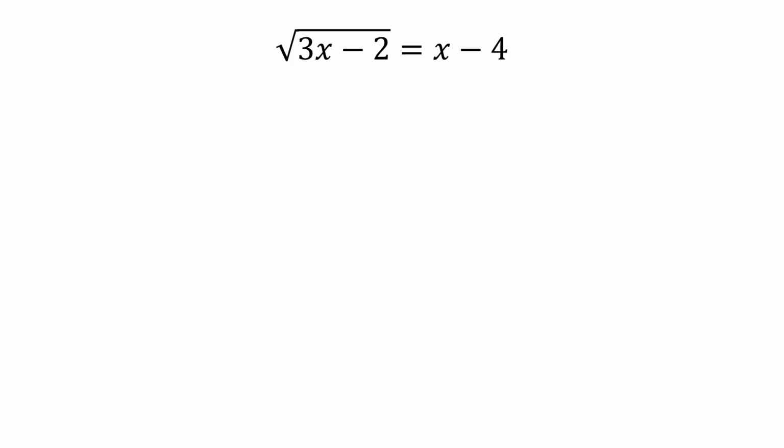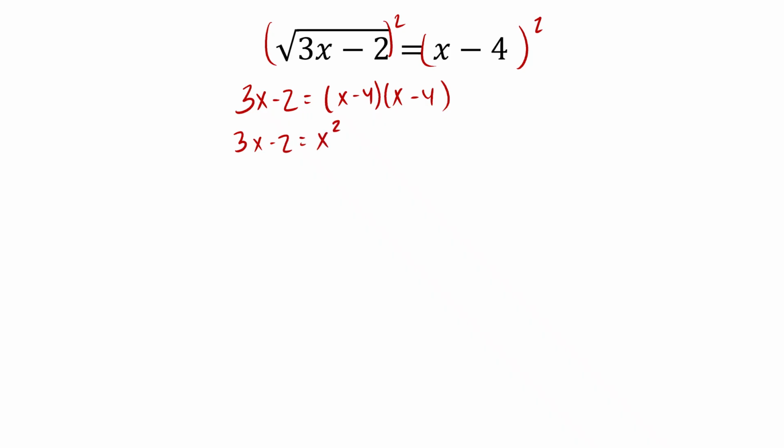So this one, we were asked to do an algebraic check on it. We'll start by squaring the square root. To get rid of it, if I square a square root, I get what's inside. And recall that is going to be a binomial squared. And that is x squared minus 8x plus 16. So we have a quadratic. Let's go ahead and get it set equal to 0. So minus 3x and plus 2 plus 2. So we get 0 is equal to x squared minus 11x plus 18.